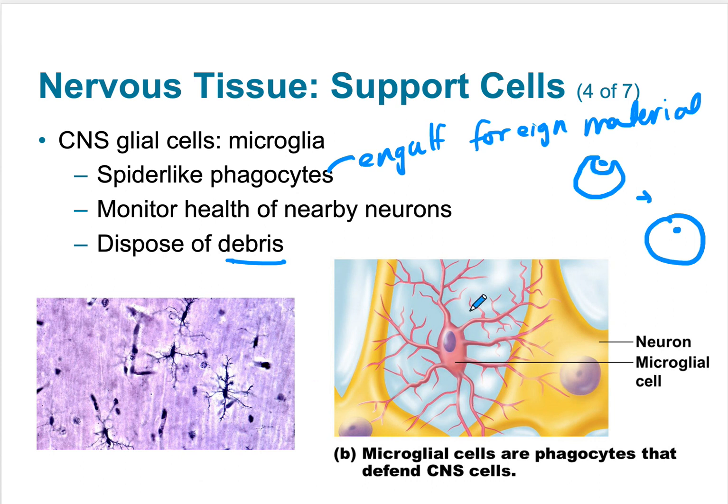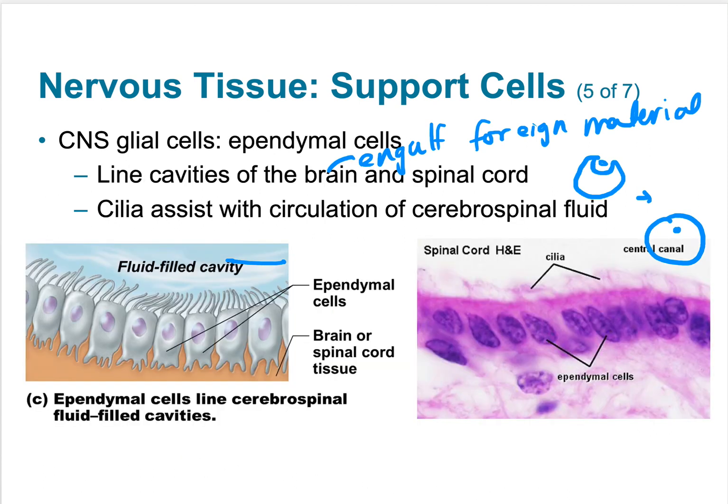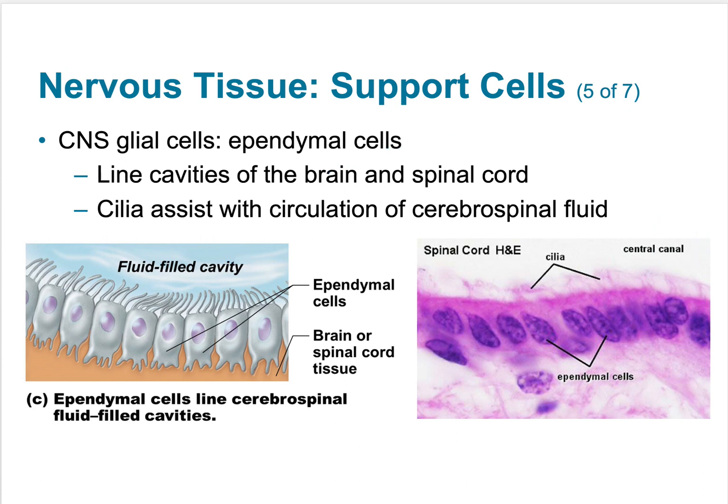They've got these long extensions, and they just monitor the environment that surrounds neurons, make sure that there's nothing there that shouldn't be, like I said, viruses, bacteria, things like that. Okay? The next one are called ependymal cells. Ependymal cells are really cool looking cells too. They almost look like pseudostratified epithelial cells. They are found in the brain and spinal cord.